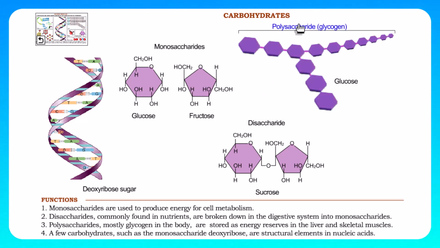Polysaccharides, mostly glycogen in our body, are stored as energy reserves in the liver and skeletal muscles. A few carbohydrates, such as the monosaccharide deoxyribose, are structural elements in nucleic acids.